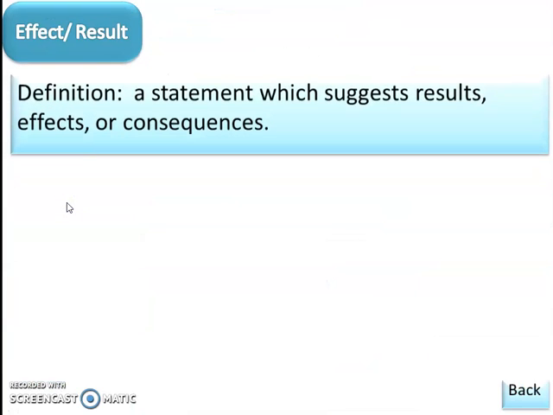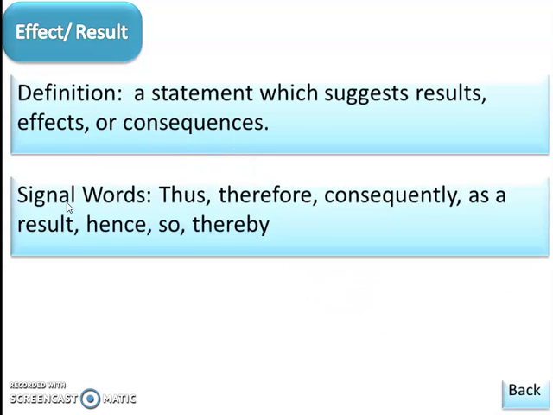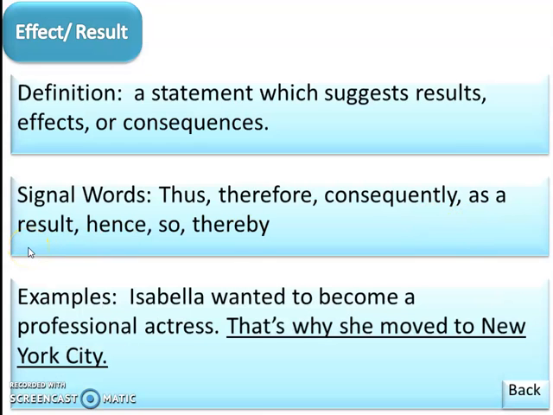In some of the sentences or even in the paragraphs, I might have only the effect or only the result or the consequence. So we don't say cause effect if the cause is not mentioned. I just say effect or result, with clue words like thus, therefore, consequently, as a result, hence, thereby.